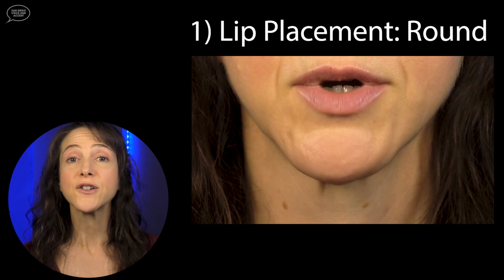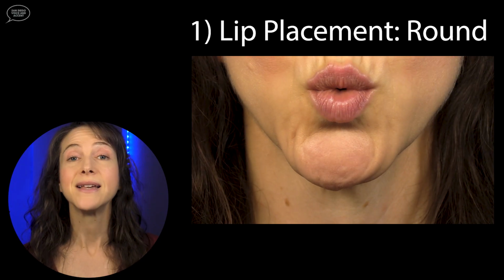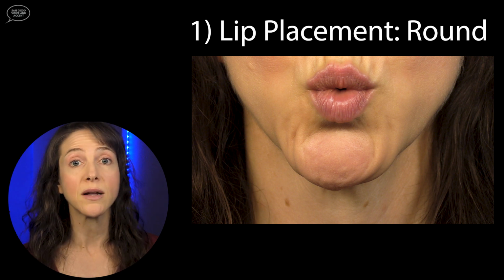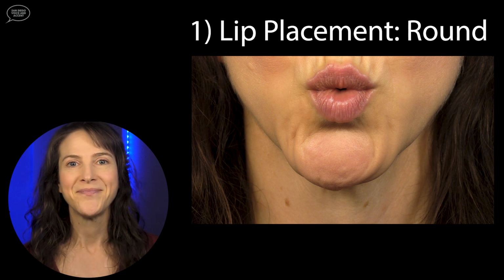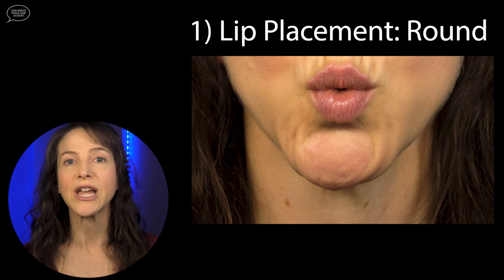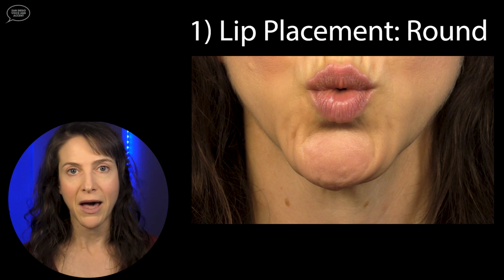The American R is not tapped, so the tongue tip should not touch the roof of the mouth. Instead, the American R is a consistent sound. And you can hold it out for as long as you have air. So let's break down the pronunciation of the American R consonant step by step. First, the lips are rounded, similar to the lip positions of the W consonant or the U vowel. This lip rounding helps to shape the sound as it travels out of the mouth.